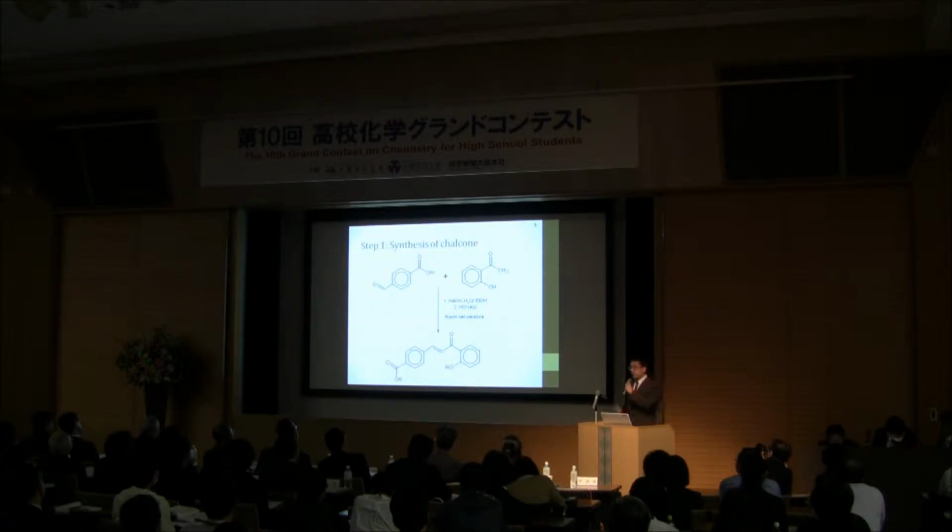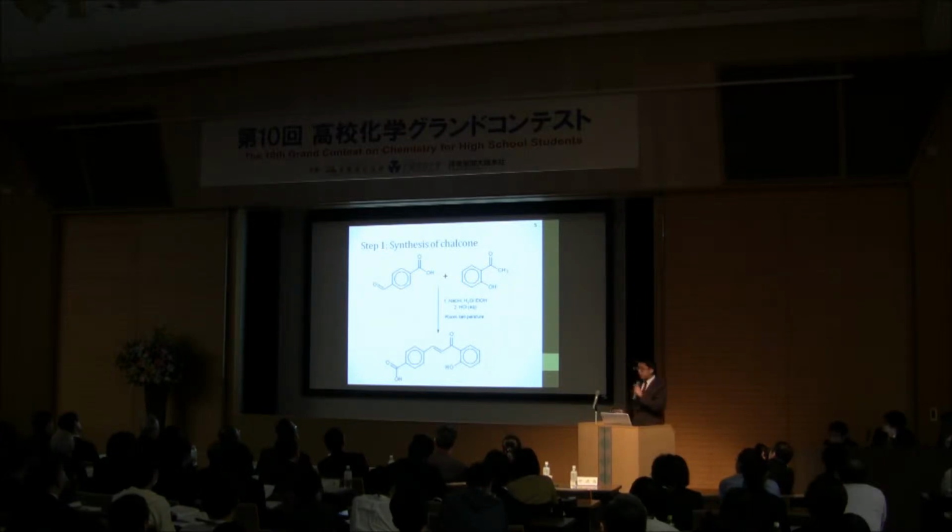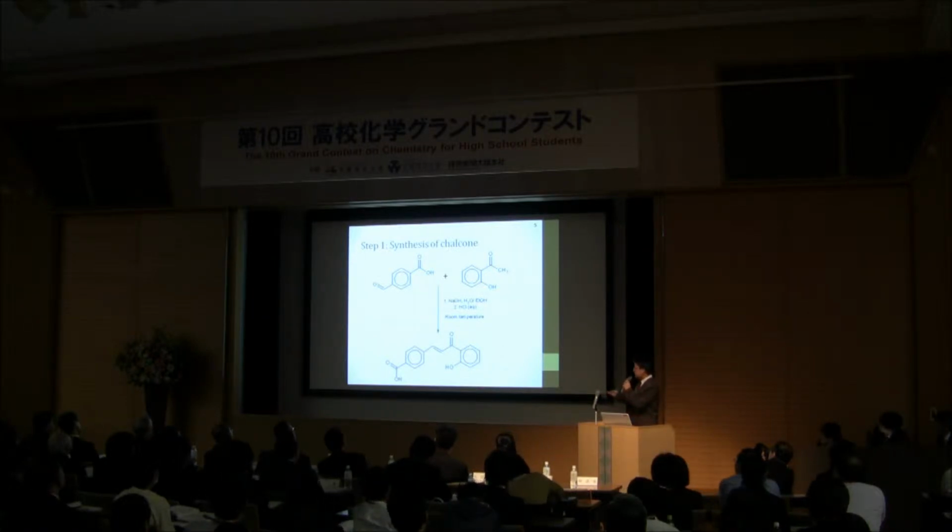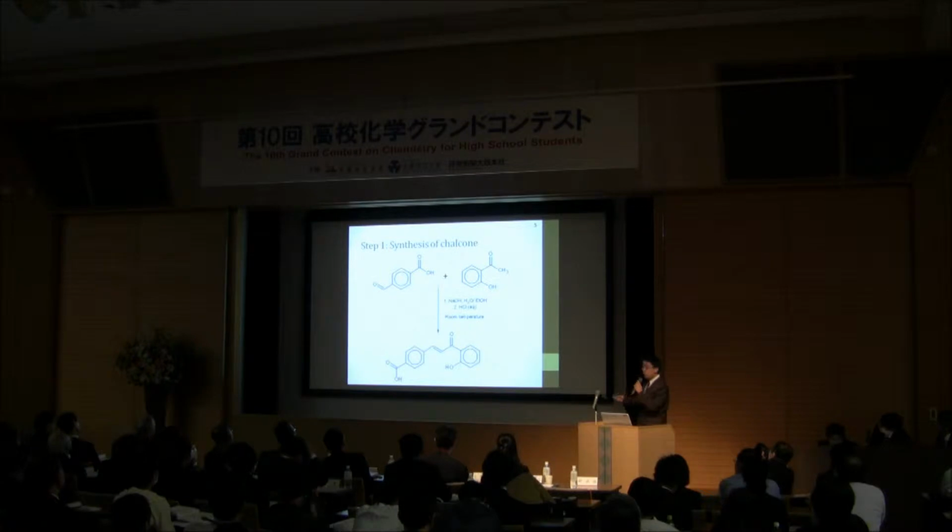So for the first synthesis step, we shall be synthesizing the chalcone that we need, which is the 2'-hydroxy 4-carboxylated chalcone. This is our reaction scheme. For starting materials, we are using 4-formyl benzoic acid and 2'-hydroxy acetophenone with sodium hydroxide dissolved in water and ethanol, and we shall be adding hydrochloric acid after the reaction. It's performed at room temperature, and this is our expected chalcone product.